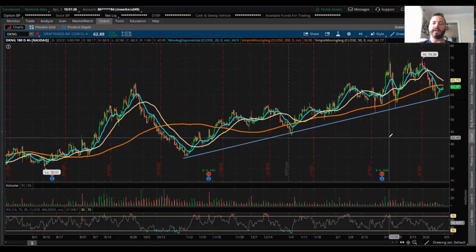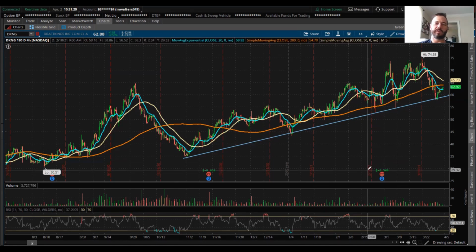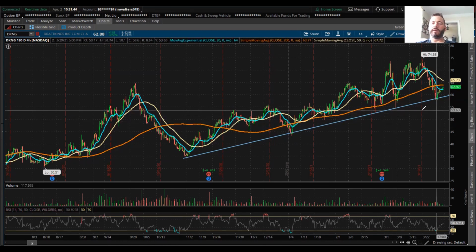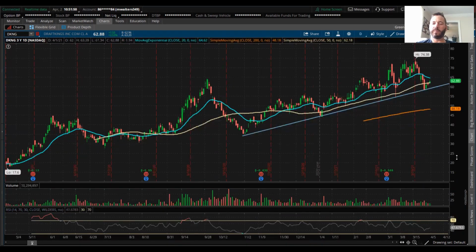Whenever I look at a daily time frame, I have on a 200-day, a 50-day, and a 20-day exponential. The other ones are SMA. The reason why I have these is because they are very well respected on the daily chart. Since DraftKings hasn't been around forever, the 200-day only starts here. But this is where the 200-day SMA is. It's at around 48.